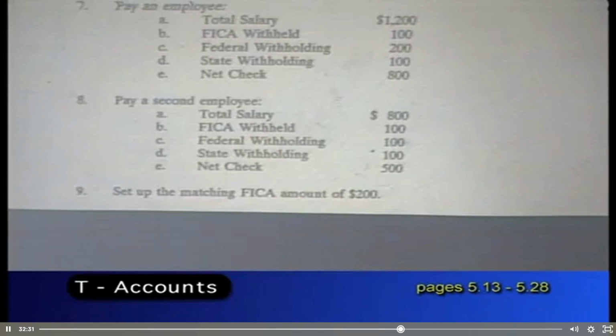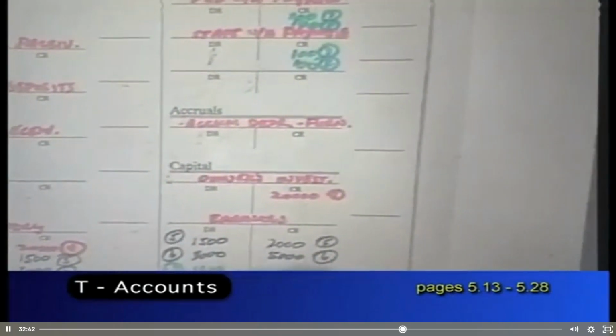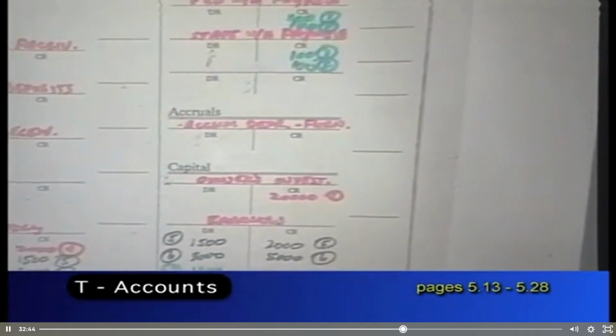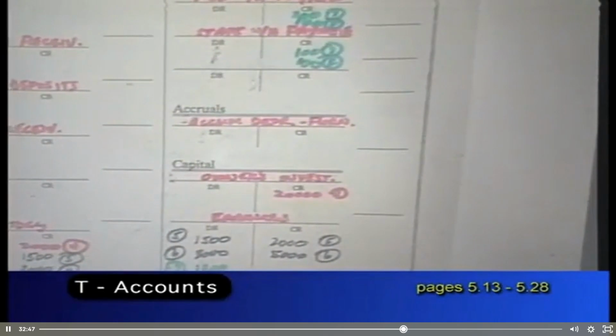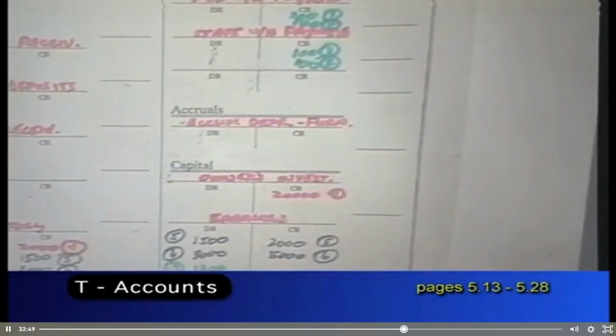Okay, Carol, what did you do? I credited FICA payable for 200. Good. Credit FICA payable, $200, and debit earnings for $200. Very good. Because the cost of having those employees, what we have consumed is more than just their gross salaries.